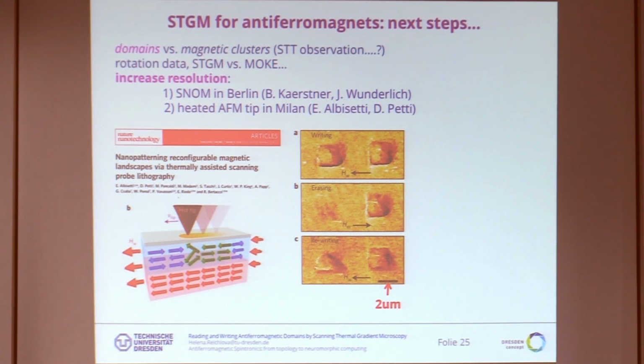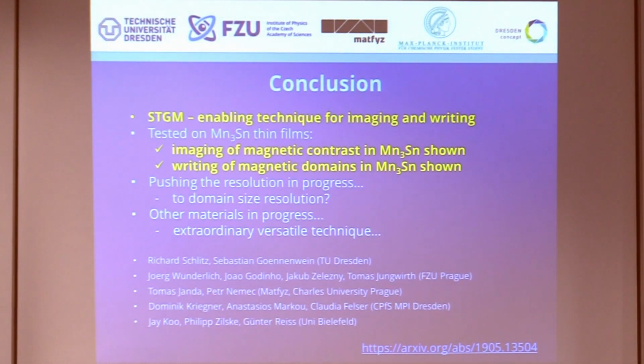So this is exactly what we are planning, or what we are doing right now: we take our samples, and we believe that it should be realistic to achieve much higher resolution with this technique, with the same principle but a different experimental setup. So this brings me for now to the conclusion that we showed on this particular material that the proof of principle of imaging and writing seems to be fine, and we are now trying to push the resolution down to really see maybe the individual domains.